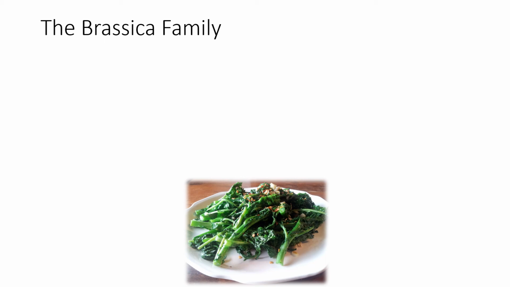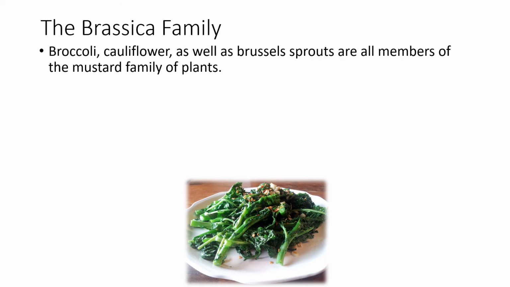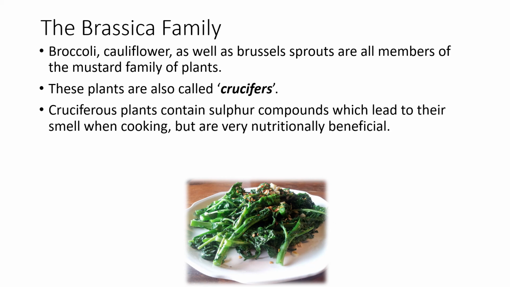They all have a very kind of pungent, sharp taste to them. And the reason for that is they're all part of the mustard family of plants. These are a very important culinary plant family. Sometimes these plants are referred to as crucifers. And the crucifer plants, or the Brassica family of plants, they contain sulfur compounds, which gives them their very distinctive, strong smell when they're cooking.